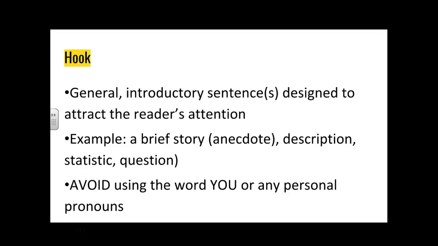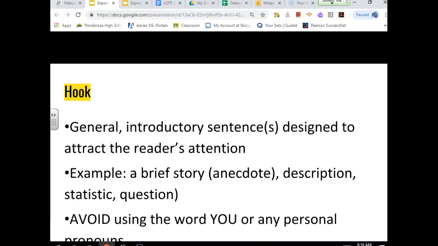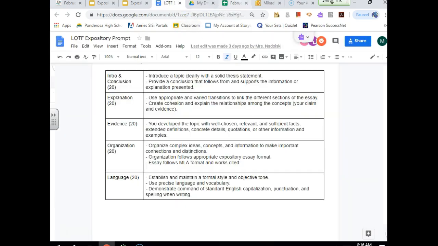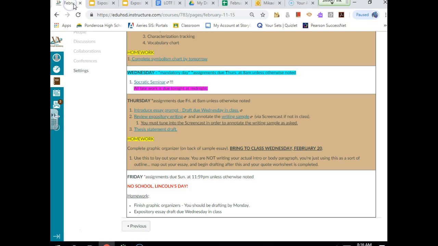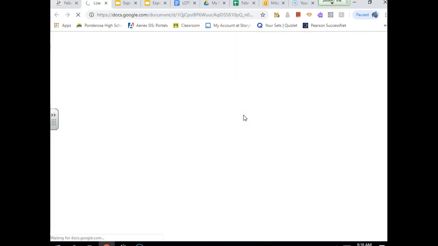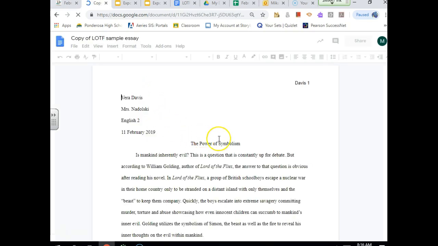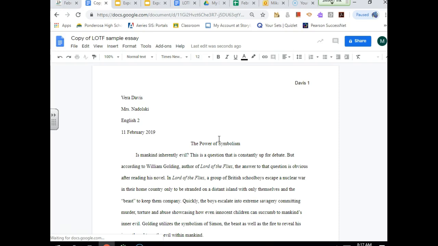All right, so let's go to our sample essay really quick. So for people at home, this is the assignment you need to be doing in class. When I've said that you need to annotate the writing sample, we're going to do this in class, and people at home are going to do it as well. So you cannot do this assignment without watching the screencast, basically. So I'm going to make a copy of the document. All right, so here's a sample essay. Did it work? Yes.